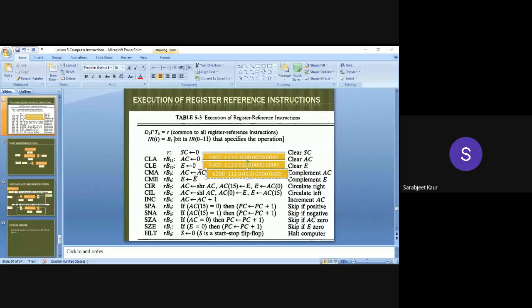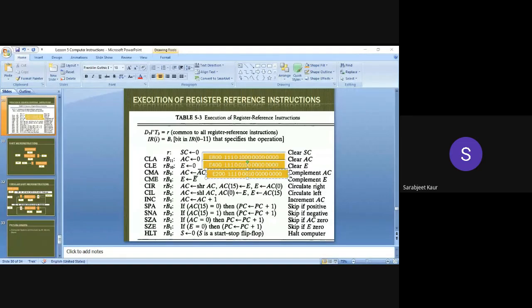Okay, so what are we telling the processor? We are saying that please don't execute the next instruction if the value of AC is positive. How to know whether the value of AC is positive? From the 15th bit. If it is 0, the value of AC is positive.